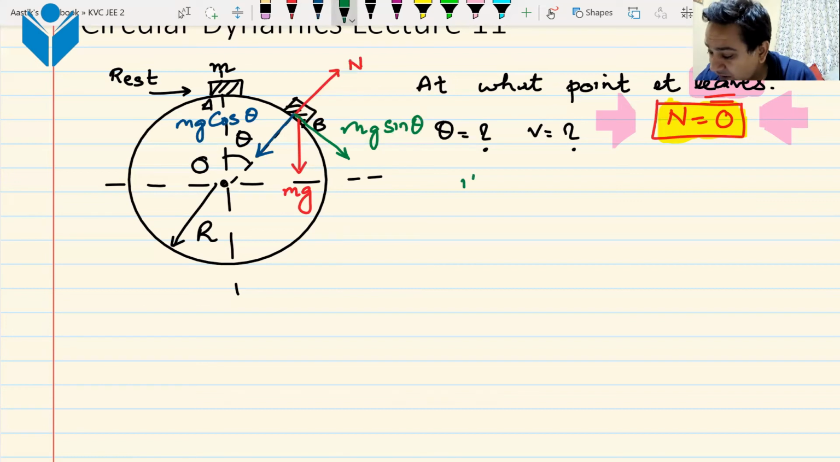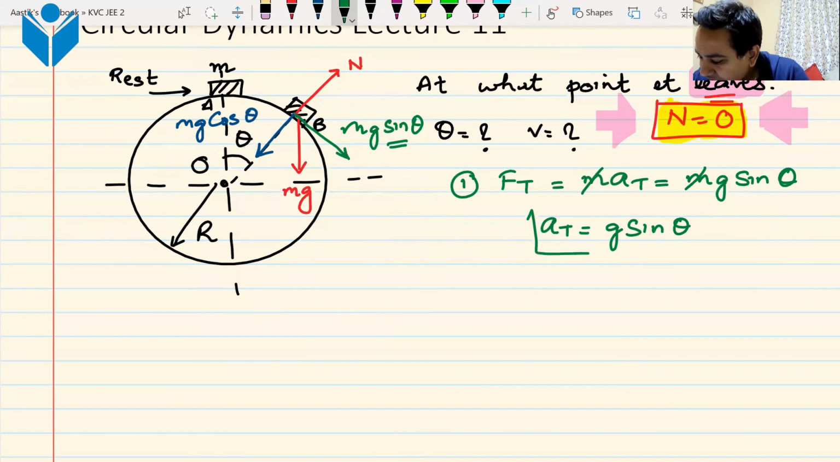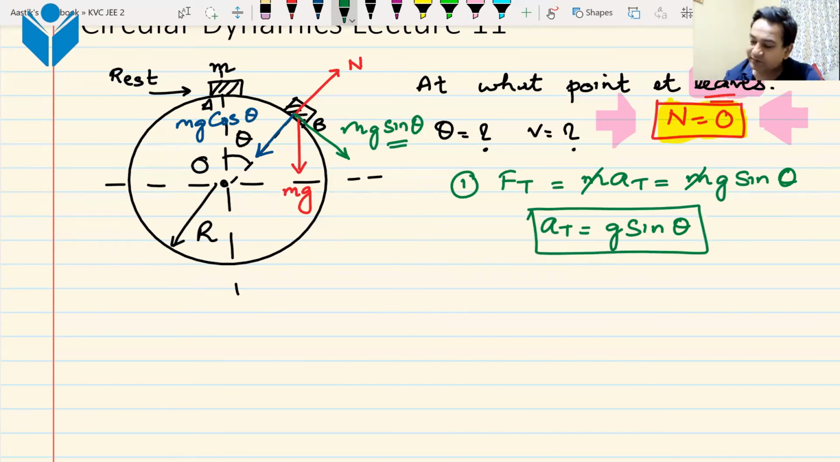The first equation that I am going to make is the force in the tangential direction, that is equal to m into at. How much is the force in the tangential direction? The green force, that is equal to mg sin theta. Right, m and m cancel themselves, so my tangential acceleration becomes g sin theta. Done and dusted. Not asked, but since I have got the answer, I will just mark it.